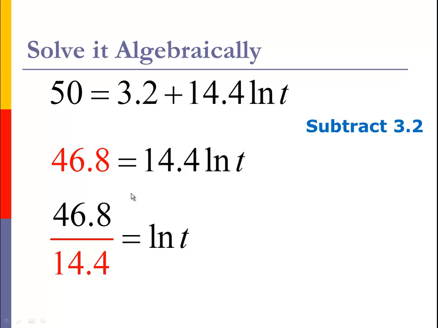Then for the second step, we want to get rid of the 14.4, so we'll divide by 14.4 because it's multiplying, and the opposite of multiplying is dividing. I know I'm being kind of slow and redundant here, but I really want you to get the idea that when we're solving for t, we're always canceling by doing the opposite thing. If we're adding, we subtract. If we're multiplying, we divide. Always doing the opposites.